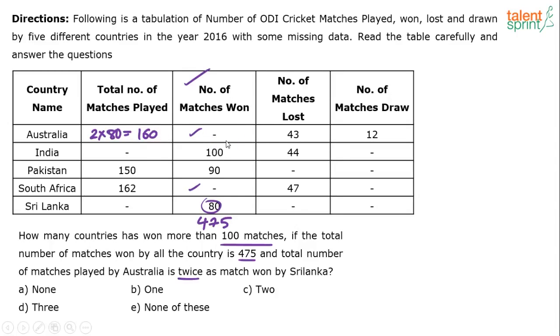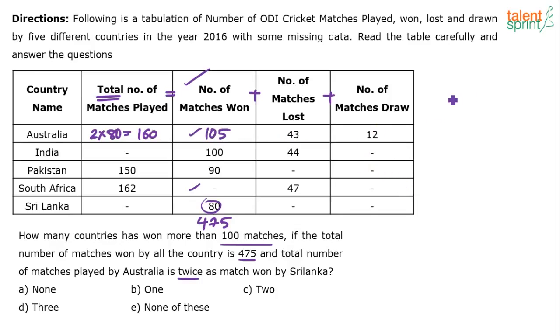Yes. As explained earlier, the total number of matches played will be equal to the sum of matches won plus matches lost plus the number of matches drawn. So 160 should be equal to this missing value plus 43 plus 12. Now 43 and 12 add up to 55. 160 minus 55 gives you 105.